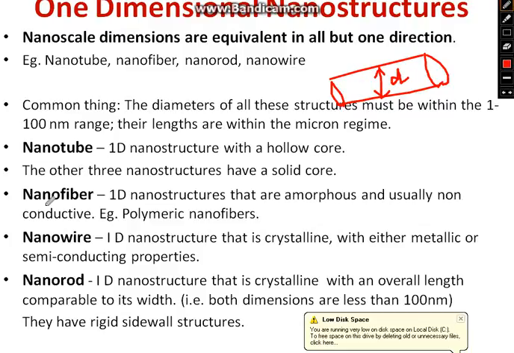Moving on. A nanofiber is an amorphous structure and it is usually non-conductive. A nanowire is crystalline and it can either be metallic or semiconductor material. Nanorod. Now this is an interesting thing. Like I said, it is one of these three nanostructures which has a solid core, but with the added condition that its diameter and its length, both of them should be more or less similar to each other. That is, both the diameter and the length of a nanorod should be more or less than or equal to 100 nanometers, which means that these structures, nanorods, have rather rigid sidewalls.